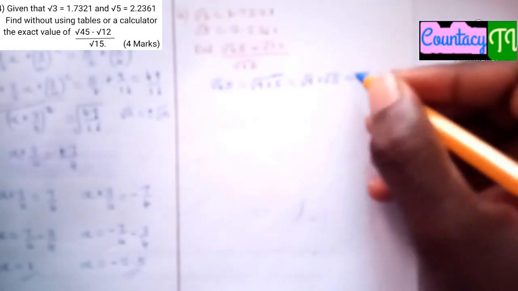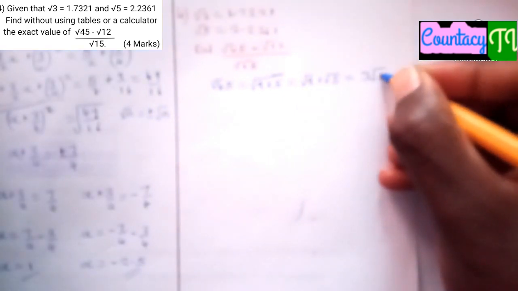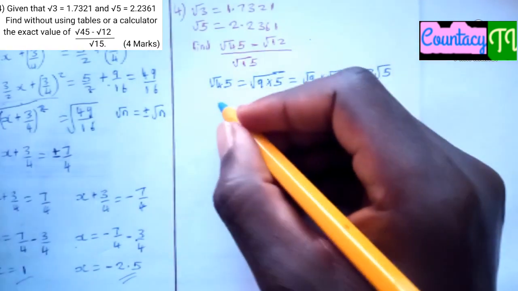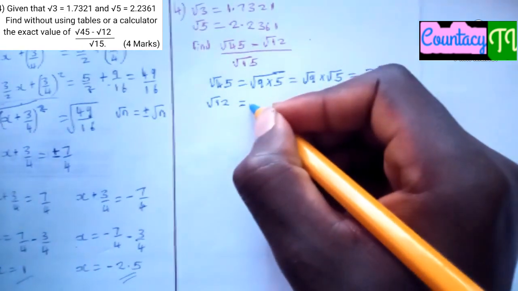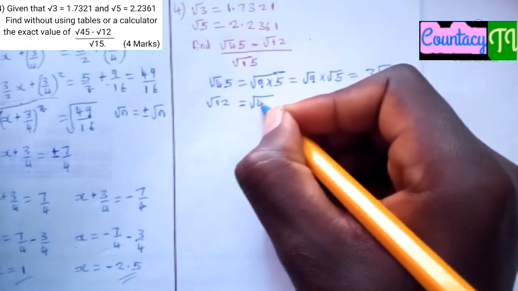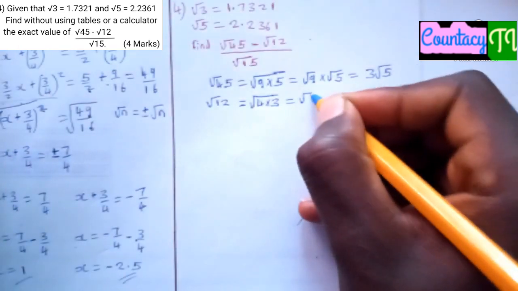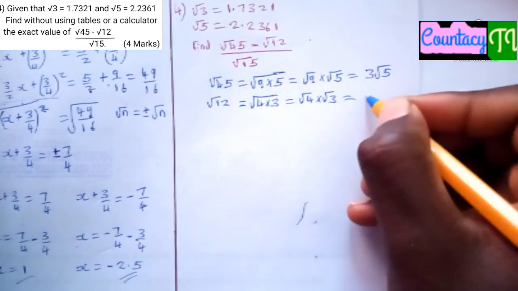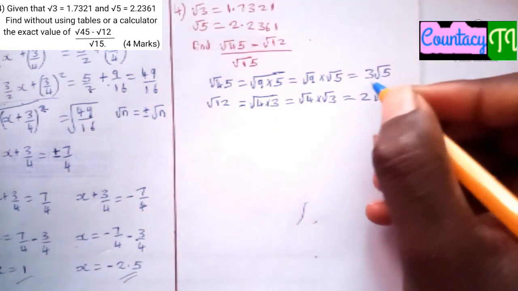The square root of root 9, that's 3. Then multiplied by root 5, which is 3 root 5. We now have our root 12 is equivalent to root 4 times 3, which is also equivalent to root 4 times root 3. Root 4 is equal to 2 times root 3, which is 2 root 3.